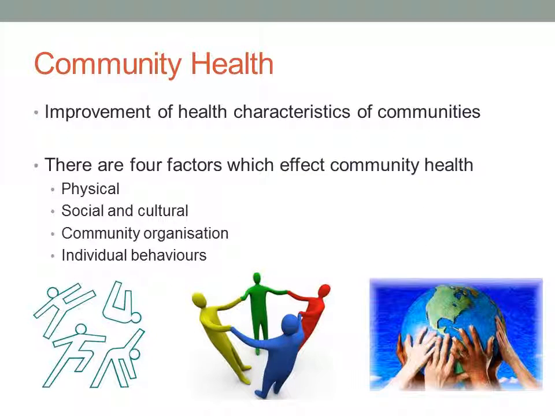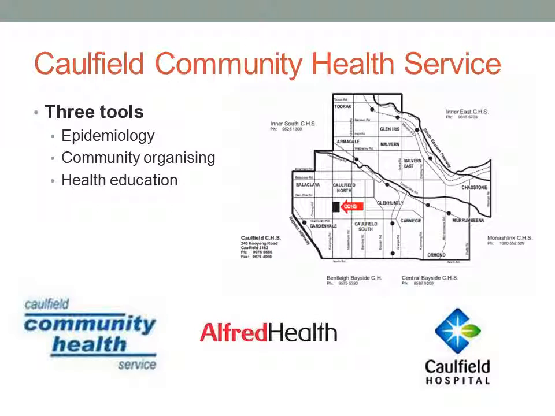Physical factors, which include geography, environment, and community size. Social and cultural factors, which include beliefs and traditions, socioeconomic status, social norms, and the local economy. Community organisation, for example, the availability of health agencies, and individual behaviours such as physical exercise and dietary habits. From these 4 factors, Community Health Service uses tools to help implement a gold standard of community health practice. These standards are epidemiology, community organising, and community health education.